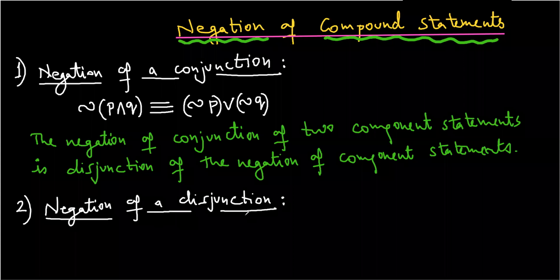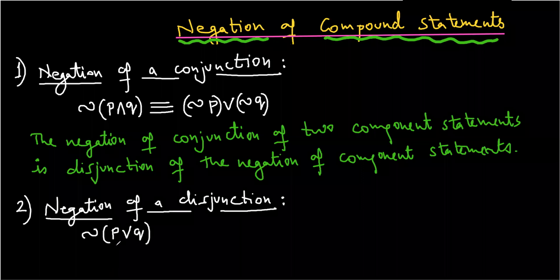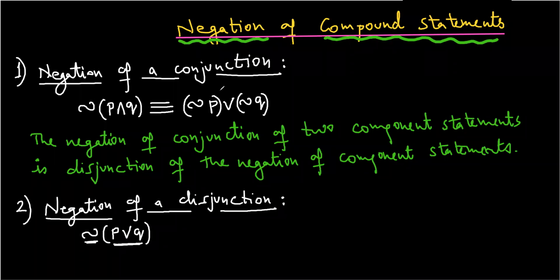Negation of a disjunction. So here, negation of P or Q. See, this is a disjunction, and what am I doing, students? I'm writing the negation of the disjunction. So be careful. Just check. The negation of a disjunction is negation P and negation Q.